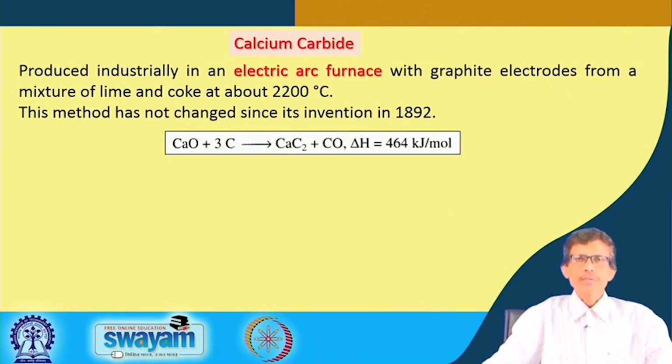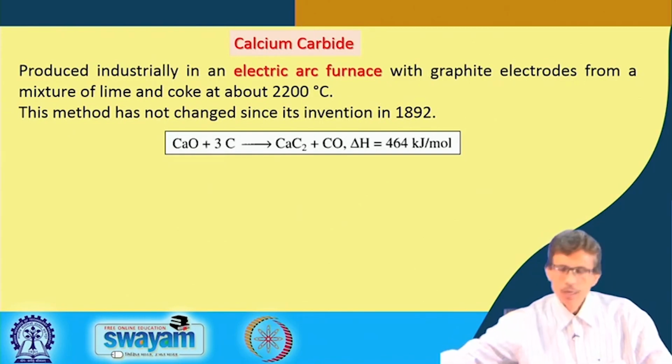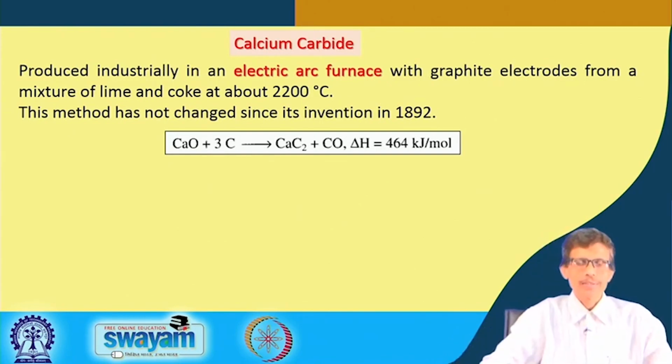So, you react calcium oxide with 3 carbon, giving you calcium carbide CaC2 plus carbon monoxide, and the removal of carbon monoxide can be useful. What we have to do is remove that carbon monoxide such that we can recover this calcium carbide.